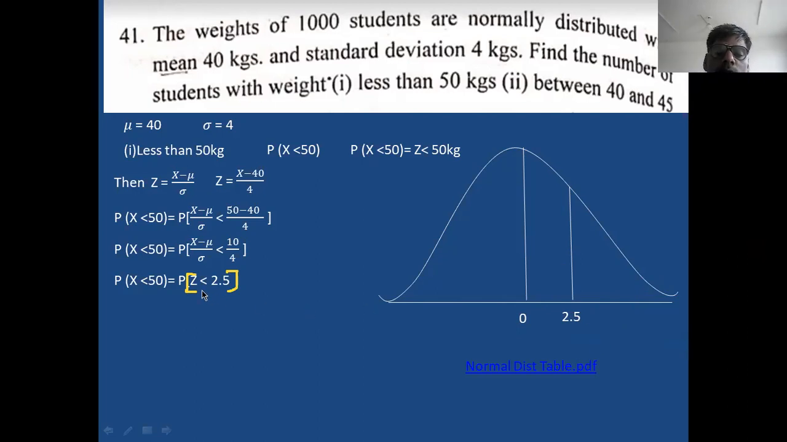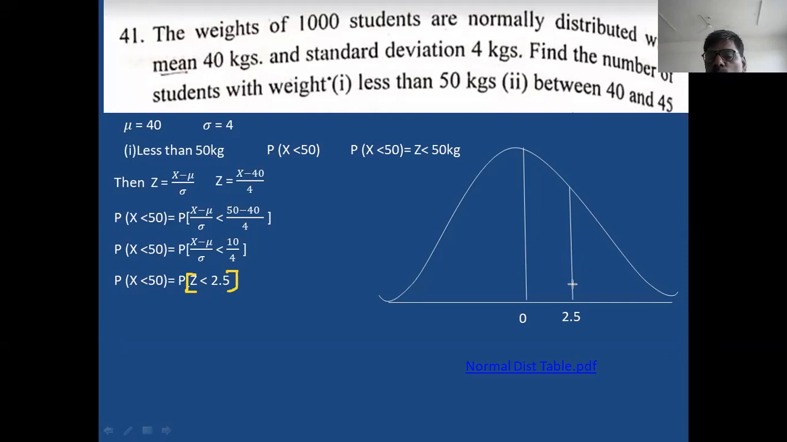Thereafter you see this. Z is smaller than 2.5. Smaller means you mark left hand side. Larger means you mark right hand side. Remember this point very carefully. Smaller means you mark left hand side. Left hand side is the smaller one.